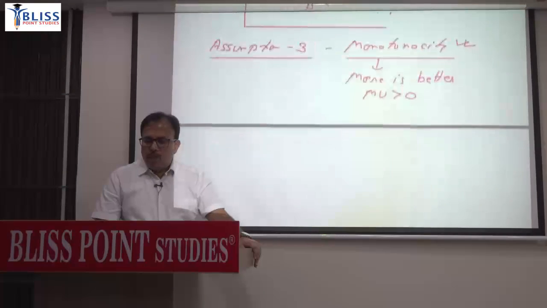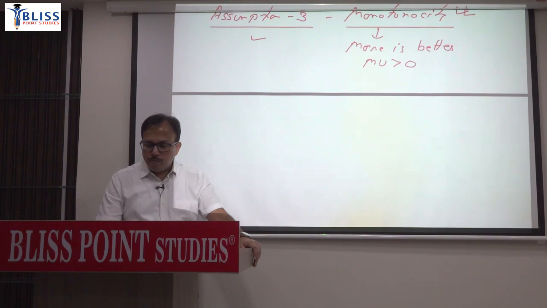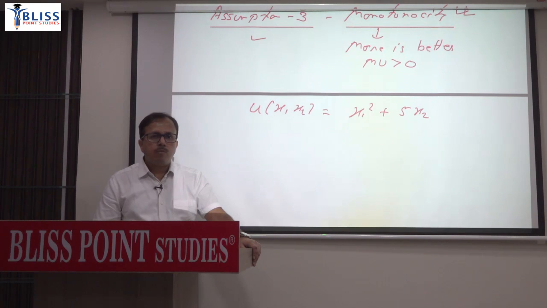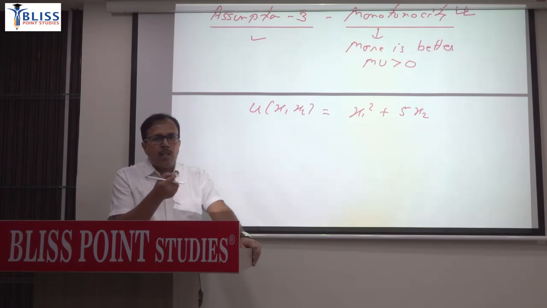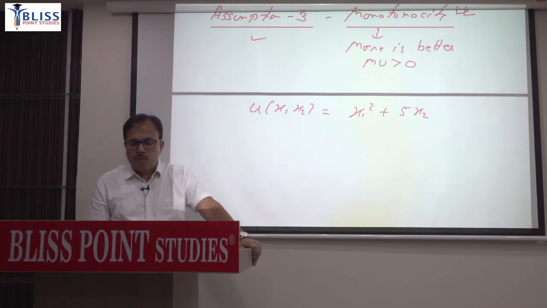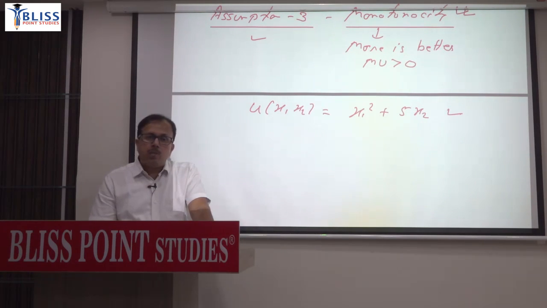For example, suppose you want to see what type of question can be asked from this. If I write a utility function from good 1 and good 2 as x1 squared plus 5x2, and the question asks whether this utility function satisfies the assumption of monotonicity, whether this preference function or utility function satisfies the assumption of monotonicity. Then obviously, if you know the concept of monotonicity, which means more is preferred, and more will be preferred only when marginal utility is positive.